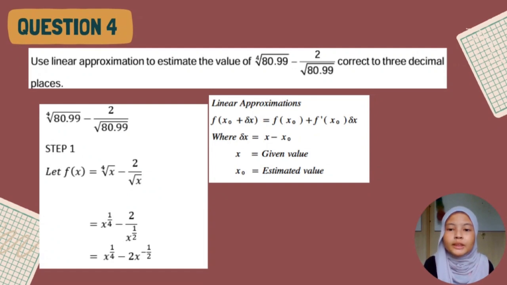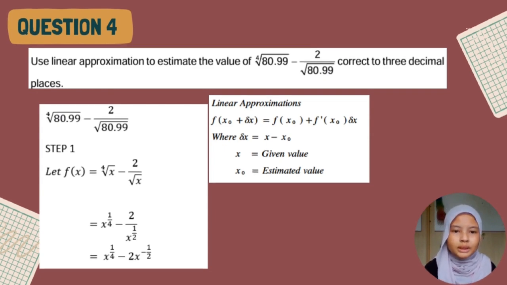Question 4, which is the question instruction, is use linear approximation to estimate the value of the fourth root of 80.99 minus 2 over square root 80.99, correct to 3 decimal places. The formula for linear approximation is f(x0 plus delta x) equal to f(x0) plus f prime(x0) multiplied by delta x, where delta x is equal to x minus x0. x is the given value, x0 is the estimated value.